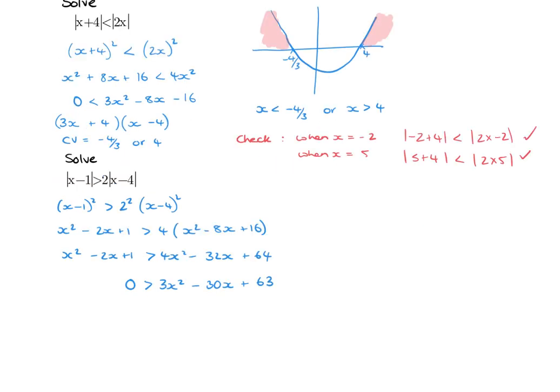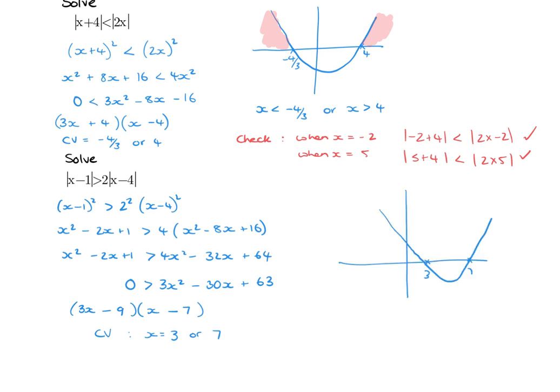So now I've been left with the inequality 3x squared minus 30x plus 63 is less than 0. So once again, I'm going to factorise this to find my critical values. So factorising gives me 2 critical values of 3 and 7. So now let's draw a quick sketch of this quadratic to see what my inequality looks like. This time my quadratic is less than 0, so this means I'm looking at the part of the graph that is underneath the axes. So this tells me my x values are between 3 and 7.